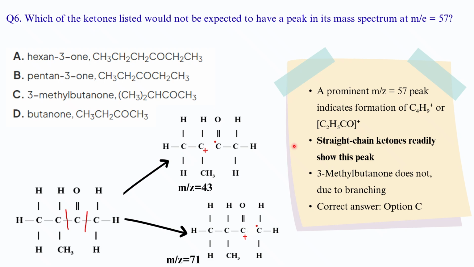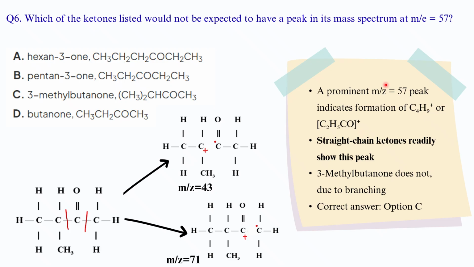Now another question: which of the ketones listed would not be expected to have a peak in its mass spectrum at m/z equals 57? Well, here also there is an important point. Whenever I'm solving these questions, I'm sharing a few tricks and tips so that you can use them in your exam to solve the questions.